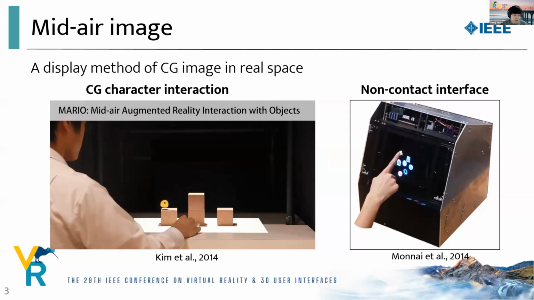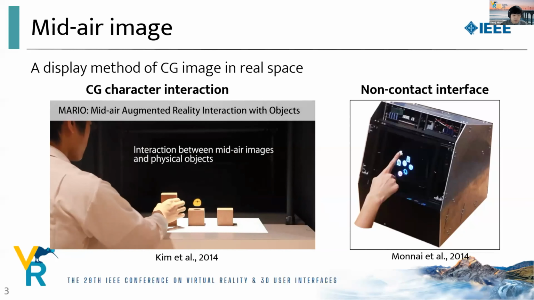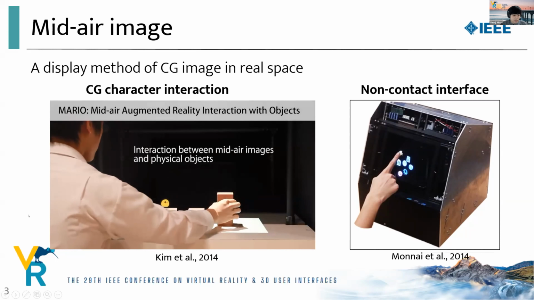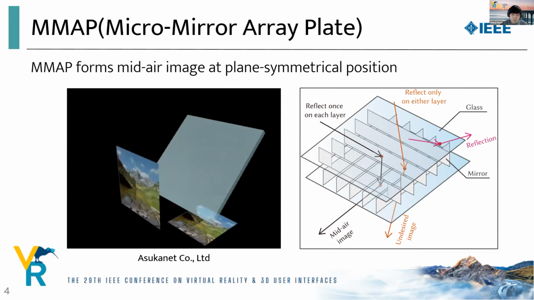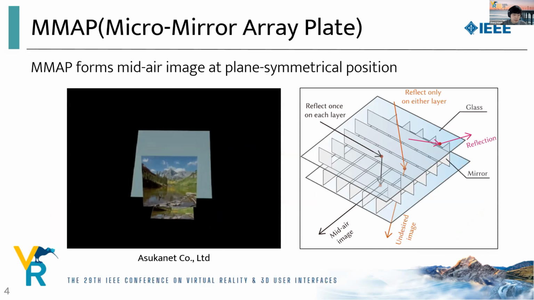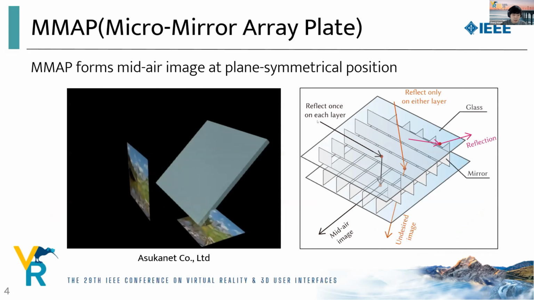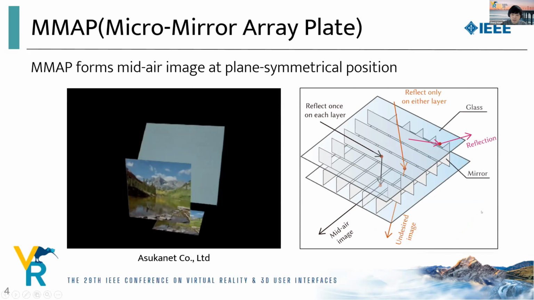Mid-air image is a CG image that is displayed in 3D space as a real image, so there is no need for the user to wear any device. Recently, this technique is gathering attention for non-contact interfaces. Mid-air image is displayed by special optical elements, and we use the MMAP, which stands for micromirror array plate. MMAP forms a mid-air image at a plane-symmetrical position by reflecting incident light twice at the mirror array.